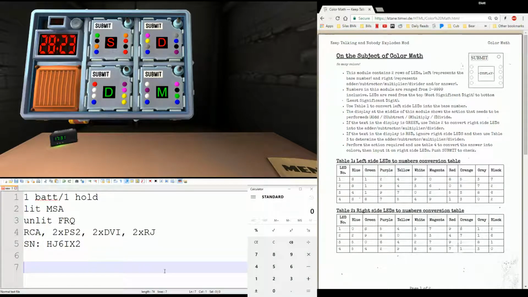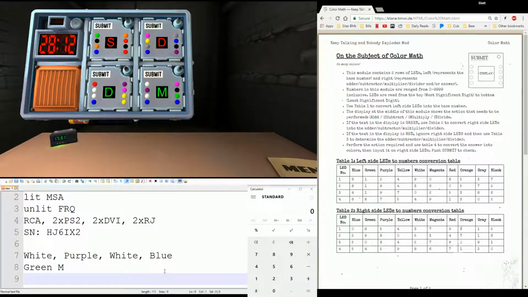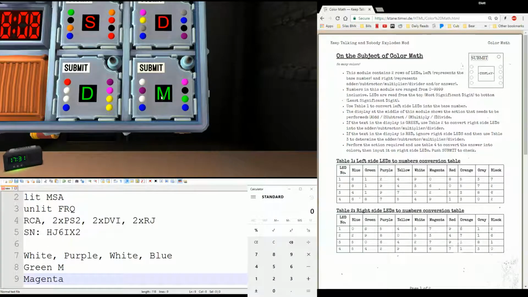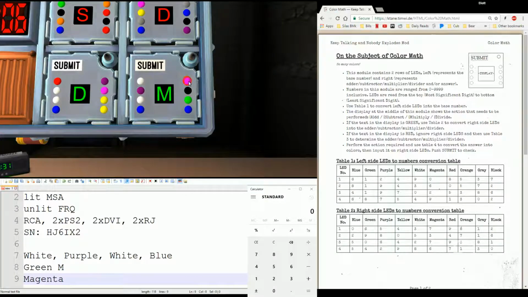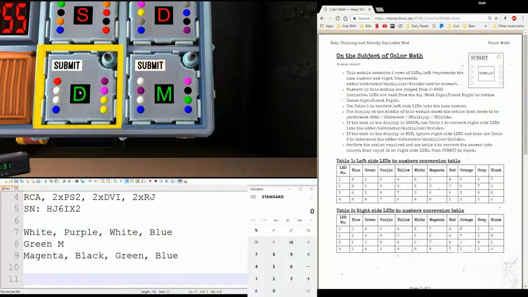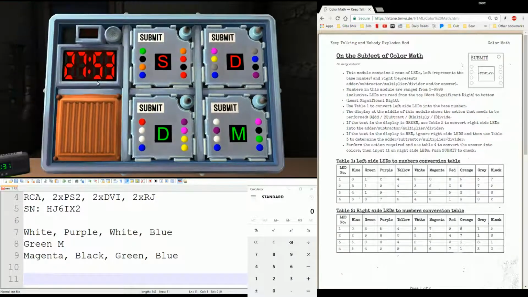So, we would read off the colors. It is white, purple, white, blue, green M, magenta, and yes, notice there is a difference between purple and magenta. I have a little bit of trouble seeing that myself, but magenta, black, green, blue. So, what do we do with all this info?